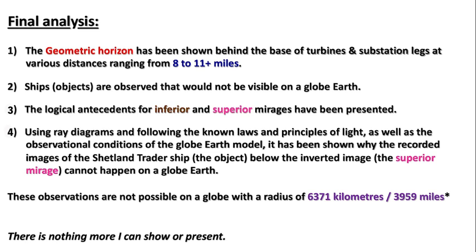4. Using ray diagrams and following the known laws and principles of light, as well as the observational conditions of the globe Earth model, it has been shown why the recorded images of Shetland trader's ship, the object, below the inverted image, the superior mirage, cannot happen on a globe Earth. These observations are not possible on a globe Earth with a radius of 6,371 kilometers or 3,959 miles. There is nothing more I can show or present.